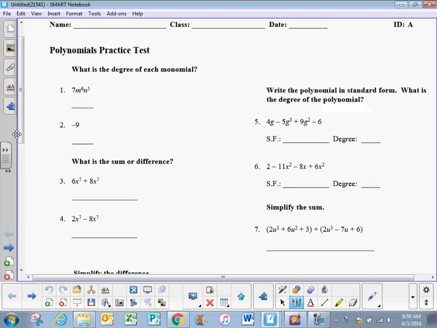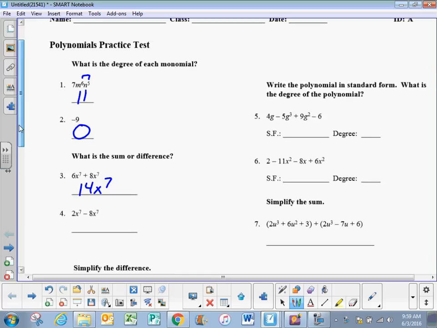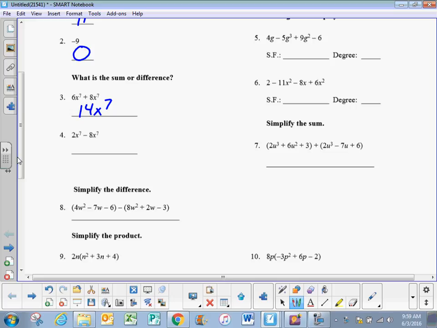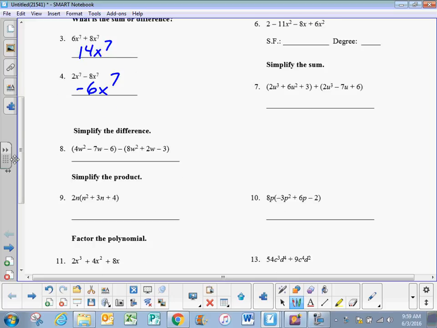Okay, to find the degree of a monomial, you just add up the exponents on the variables. So this one would be 11, this one would be 0. Let's go. The sum of this would be 14x to the 7th. When you add like terms, you add the coefficients, the terms stay the same. When you subtract, you would get this. When I add or subtract like this, I'm going to distribute that negative so I don't make a mistake with signs. A lot of you that I corrected early already, you missed this problem for that reason.